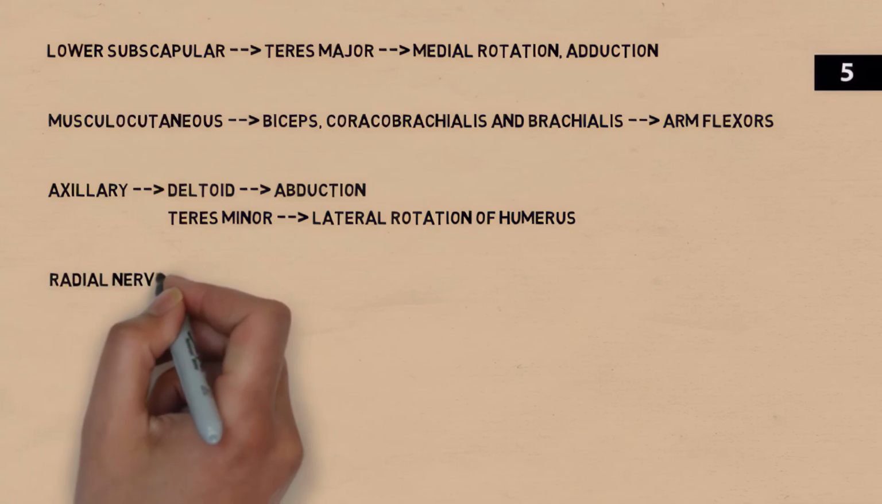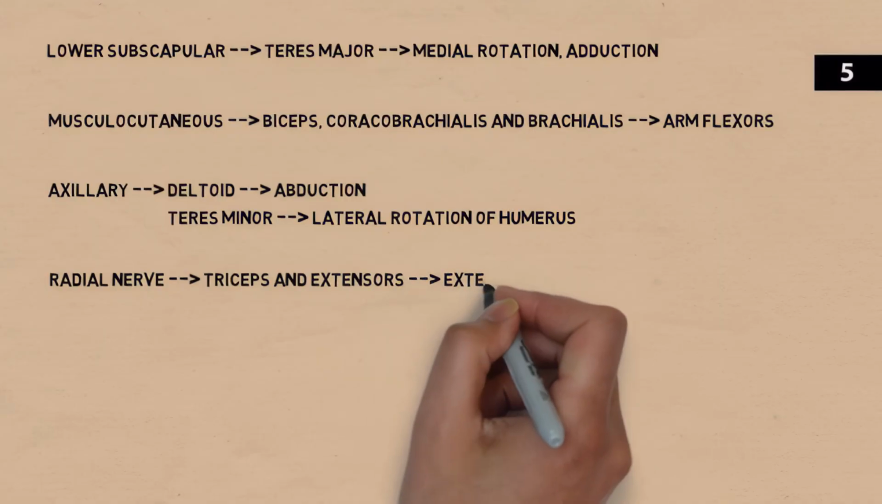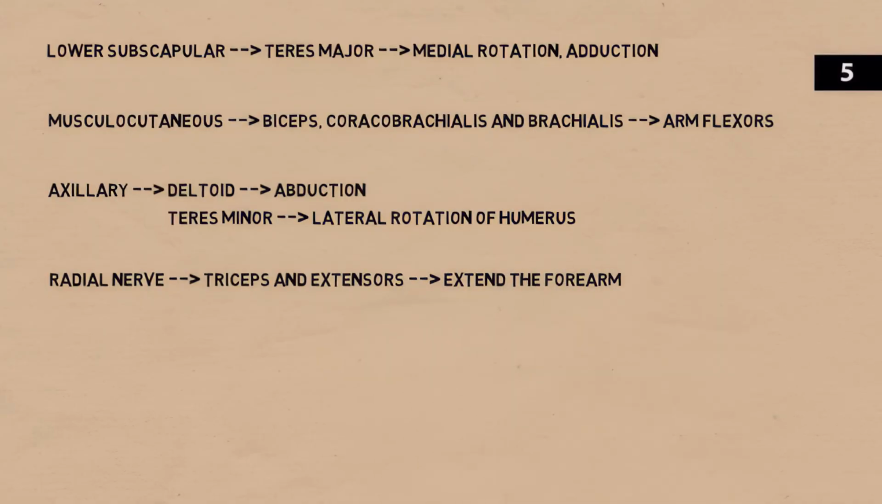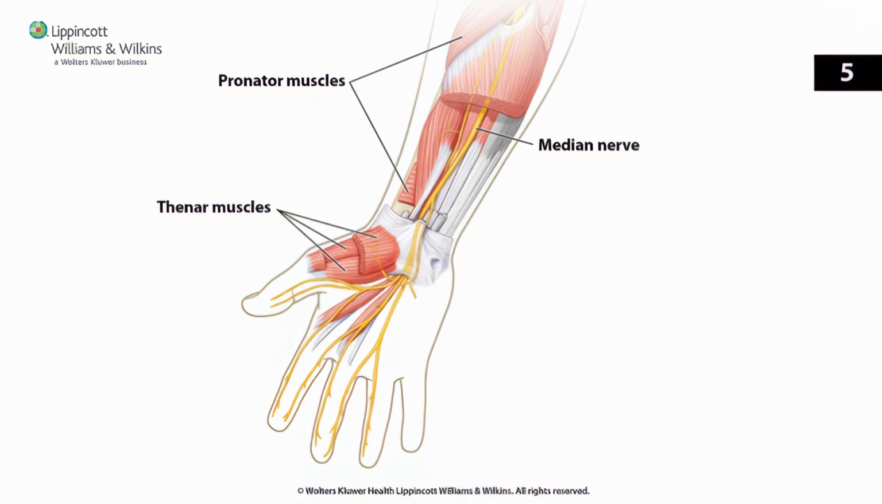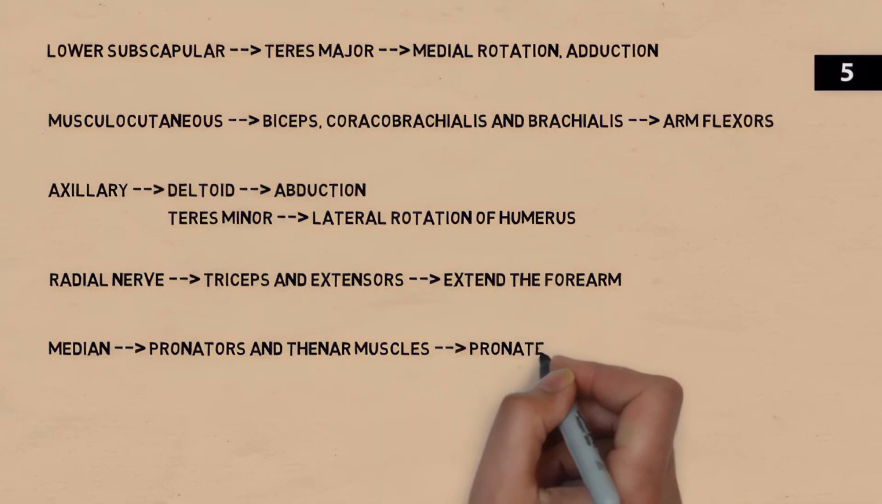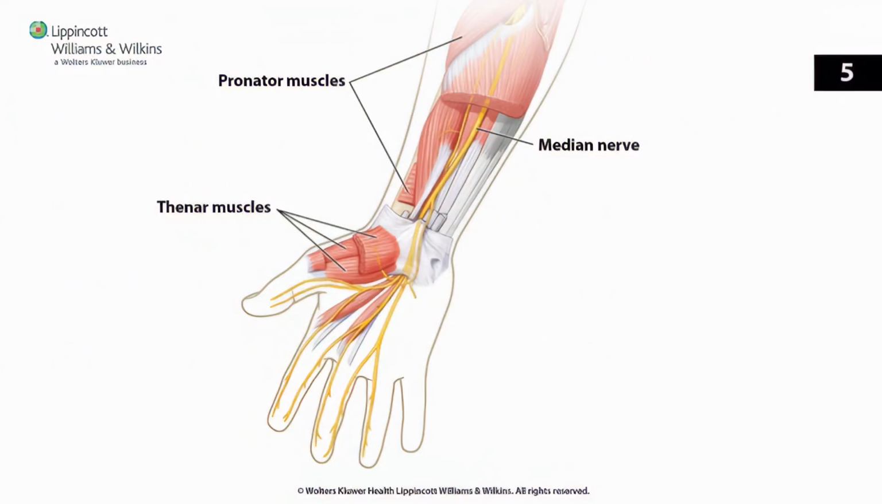Next, we have the radial nerve. So that's going to be your extensors and your triceps. So the triceps and the extensors act to extend the forearm, and we'll cover this in even greater detail in the next video. Next, we have the median nerve, so the pronators and the thenar muscles of the hand here. So these act to pronate the forearm. It has other functions in the hand, and we'll cover that again in the pathology in the next video.